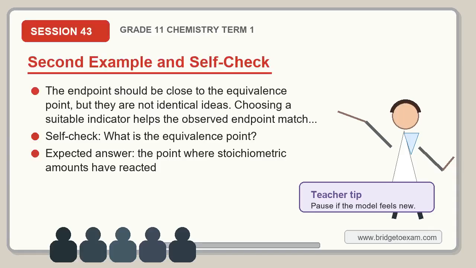Here is a second example. The endpoint should be close to the equivalence point, but they are not identical ideas. Choosing a suitable indicator helps the observed endpoint match the chemical equivalence point.